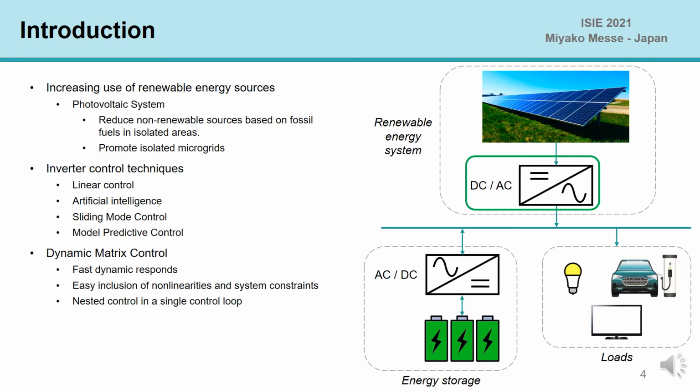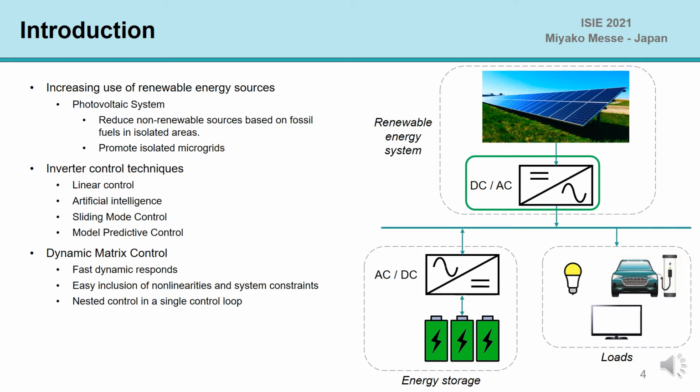Inverters are one of the main components that compose the photovoltaic generation system. Several control methods have been used in inverters, including linear control techniques such as proportional integral based controllers, hysteresis control, artificial intelligence using fuzzy logic and neural networks, sliding mode control, etc. To guarantee system stability, the current research trend is focusing on the development of advanced control systems.